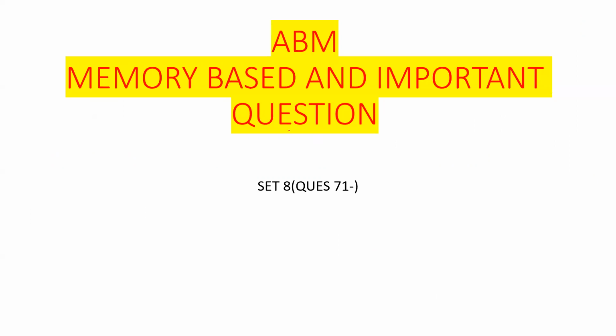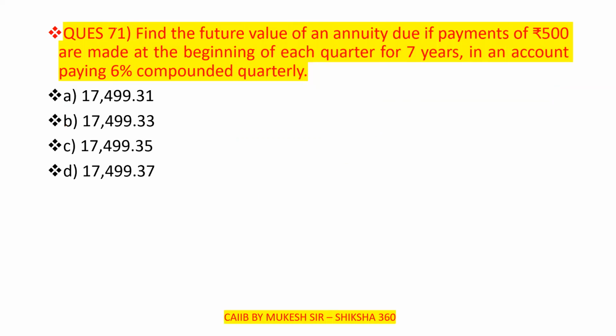Today this is set number 8, and we start from question number 71. Question number 71 is presented on your screens now. Find the future value of an annuity due. What we have to do is find the future value of an annuity due.